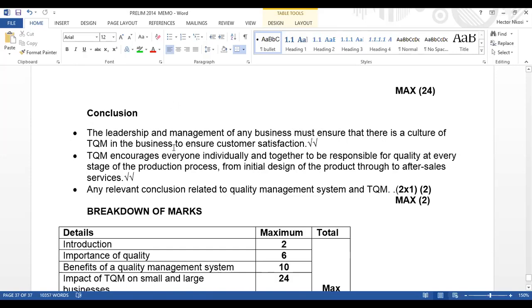TQM encourages everyone individually to be responsible for quality at every stage of the production process, from the initial design of the product through to the after-sale service. And any other relevant conclusion related to quality management systems and TQM is relevant, guys. So please don't limit yourself to only these. You can do anything, boys and girls, anything.